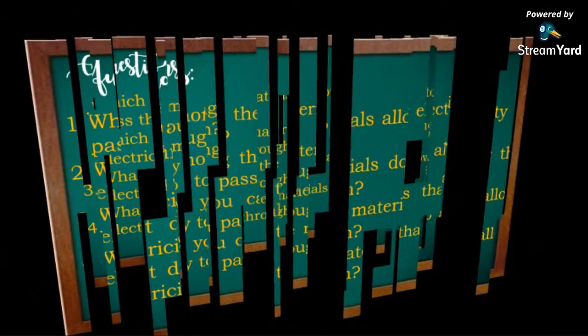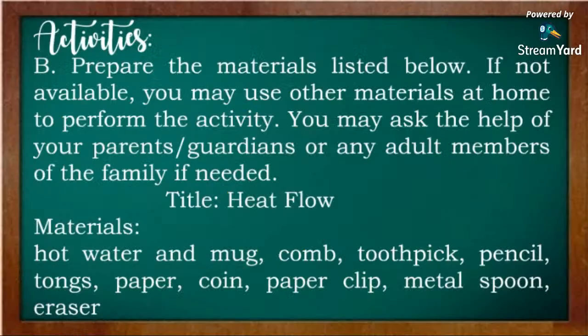And after activity A, we have activity B. Prepare the materials listed below. If not available, you may use the other materials at home to perform the activity. You may ask the help of your parents, guardians, or any adult members of the family if needed. The title of your activity B is Heat Flow. The materials that you will be needing are hot water and mug, comb, toothpick, pencil, tongs, paper, coin, paper clip, metal spoon, and eraser.